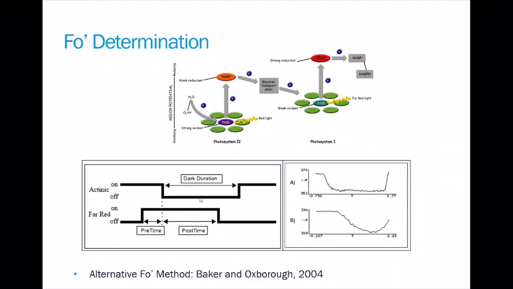You can adjust a number of the parameters, the pre-time, post-time, how long the leaf is in the dark. A is an example of a good dark adapting pulse. You can see that the actinic light turns off, the far red light turns on, the far red light turns off, and fluorescence comes to a minimum. This one is an example of one that's just too short. There is another alternative method to calculating F0', and I'll let you read more about that on your own.